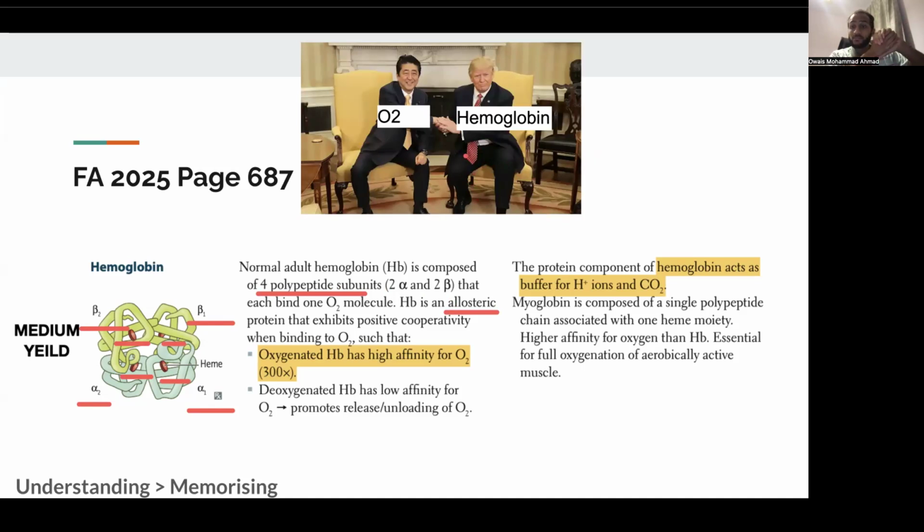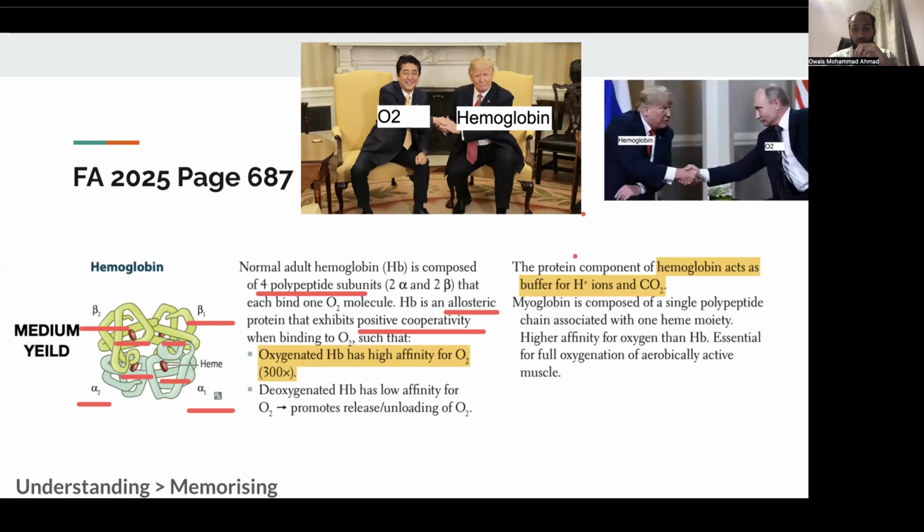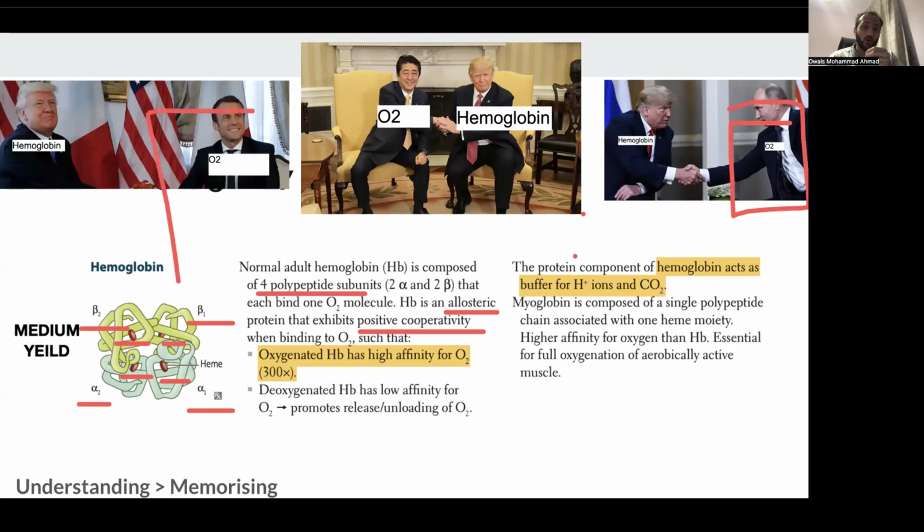Once it binds, it changes its shape to have positive cooperativity, so it can bind more oxygen. The hemoglobin will change its shape and bind more oxygen, and change its shape and bind more oxygen. So the allosteric feature of hemoglobin is that it can change shape, allowing it to bind more oxygen, more oxygen, more oxygen. And that's really good because in a hypoxia situation, you want hemoglobin to bind more oxygen.